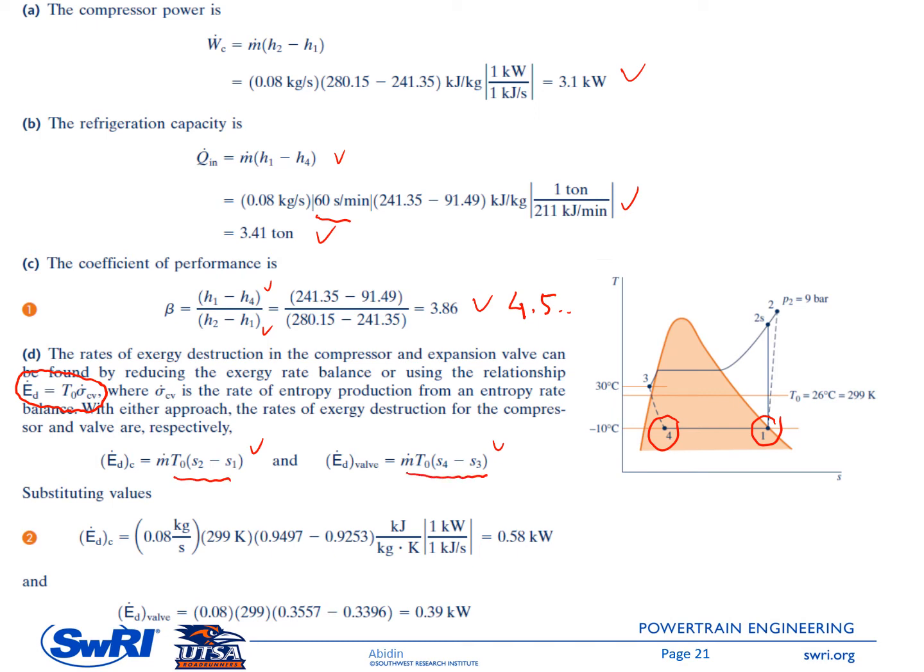And we have got all these numbers from the previous slide. So we have S1, S2, and then S4, S3. You just plug in the numbers, you will get the rate of exergy destruction in the compressor. This is 0.58 kilowatt, and then this is the rate of the exergy destruction inside the valve, 0.39 kilowatt.